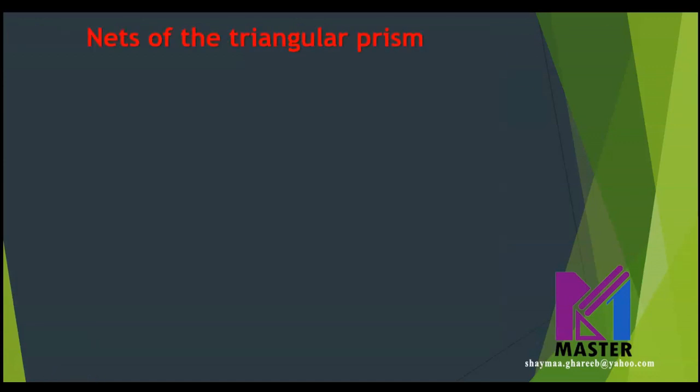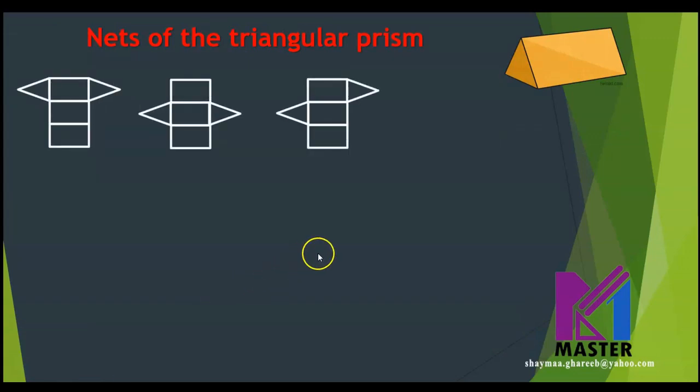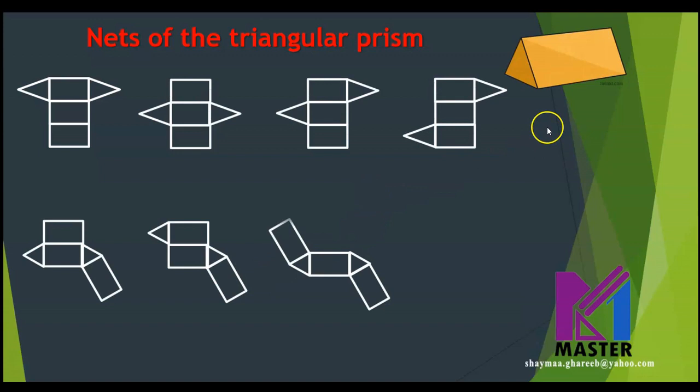Now, after watching the video, let's see the nets or the possible nets for the triangular prism. All these nets here are possible nets for the triangular prism. It's really important to know the possible nets for the triangular prism. Try to sketch them and know them well.